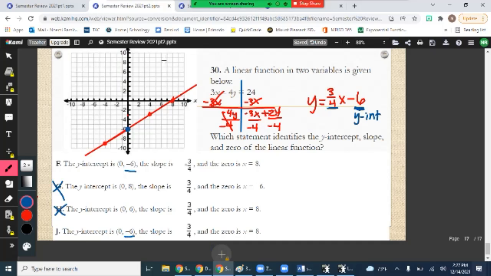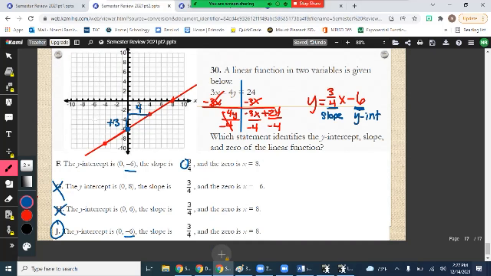Positive 3/4. This is my slope. So my answer is J because we have a positive 3/4. F has an answer choice with a negative slope. But at the same time, you do need to know how to find it on a graph. Positive 3, we're going up 3/4.